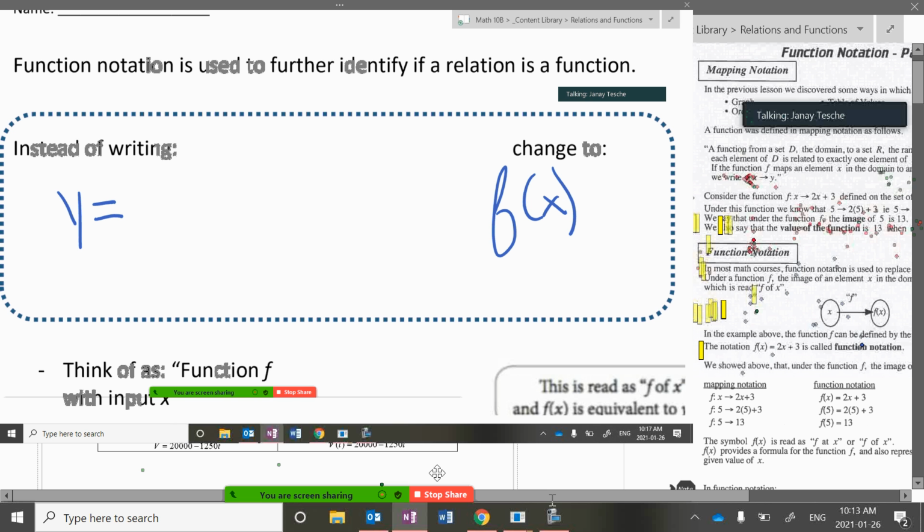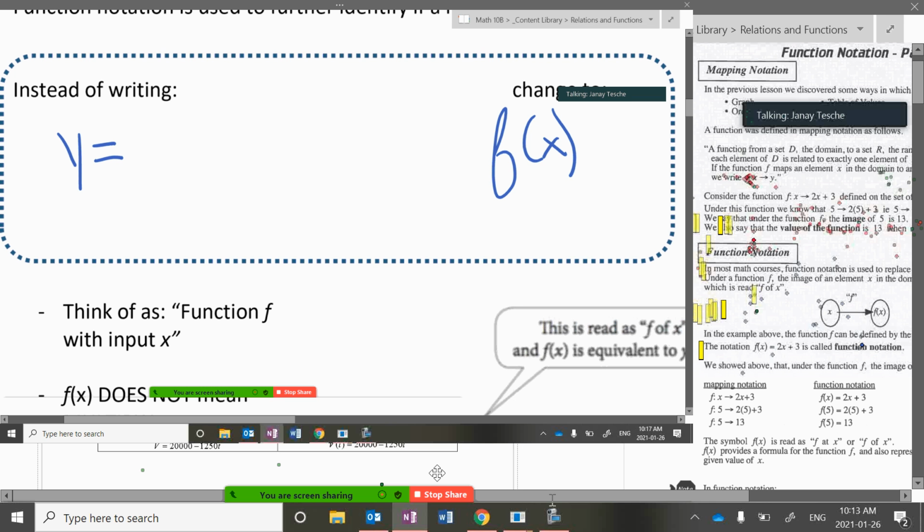This seems really complicated because for the last, I don't know, 4 or 5 years, you've always written Y equals, and now we're going to write f bracket x equals. It's the same thing, has the same meaning. It just identifies, hey, I'm telling you this is a function, versus before, you don't know if it's a function or a relation.